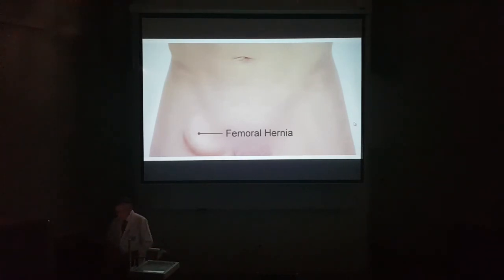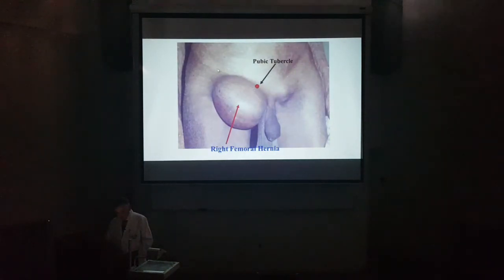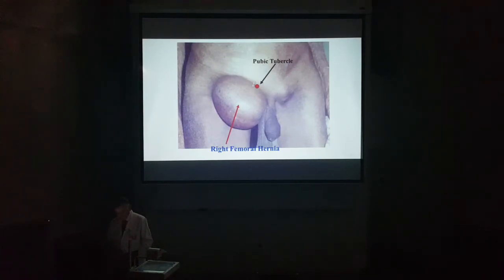Femoral hernia is inferior to the inguinal ligament. Here it is, say yes, it's inferior to the pubic tubercle, because the indirect is this way towards the pubic tubercle, and the direct is above the pubic tubercle. This is a femoral hernia. It's a huge one.